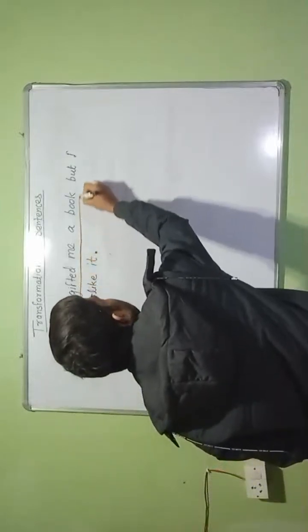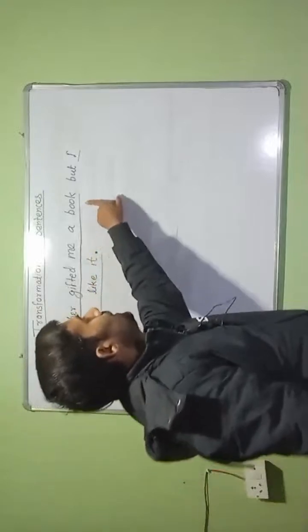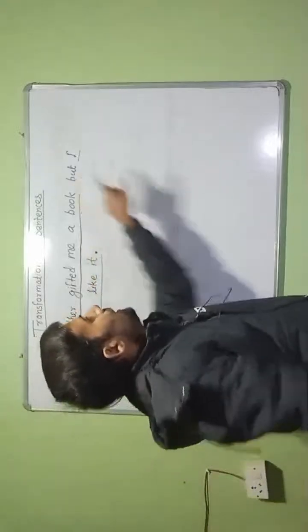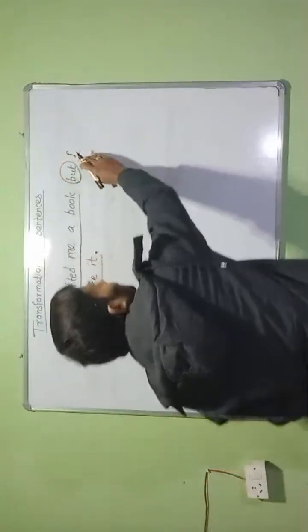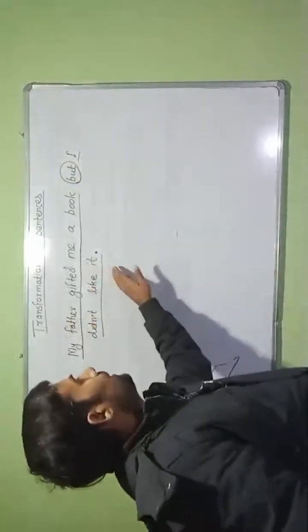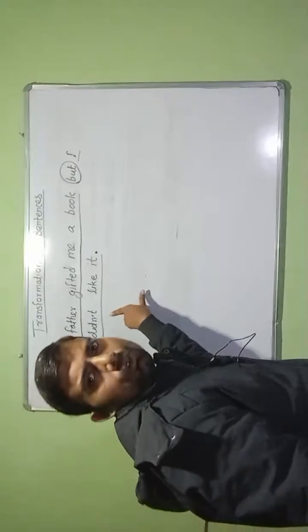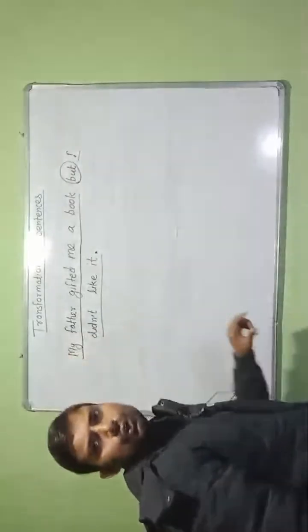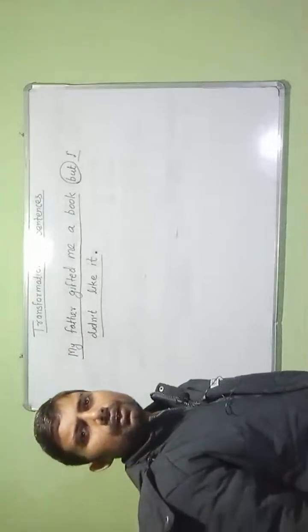How will you change a sentence from compound to simple? Let's see this. If you see, it has got 2 clauses. My father gifted me a book. It is 1 clause. And there is a coordinating conjunction, but. And then you can see, I didn't like it. This is another clause, which is again a kind of independent clause. So 2 independent clauses are there, which makes it a compound sentence.